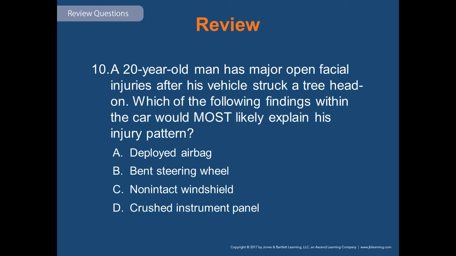Number 10: a 20-year-old man has major open facial injuries after the vehicle struck a tree head-on. Which of the following findings within the car would most likely explain this injury pattern? Deployed airbag, bent steering wheel, non-intact windshield, or a crushed instrument panel? What do you think?